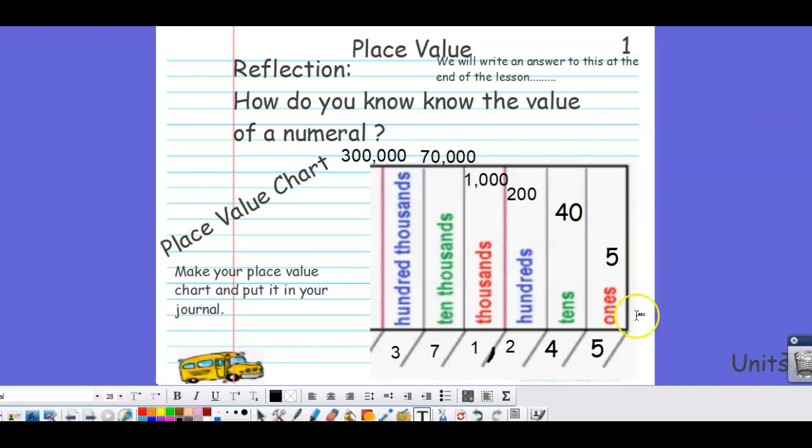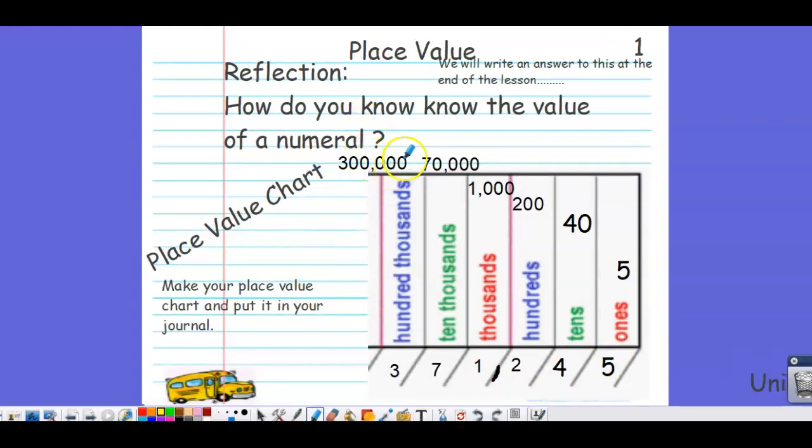What I want you guys to do at this moment is put on page number 3 in your journal the stuff that I highlighted right here. I want you to create this in your journal to help you go back and look. This is a place value chart to help you in the future. Okay? I'm going to pause here.